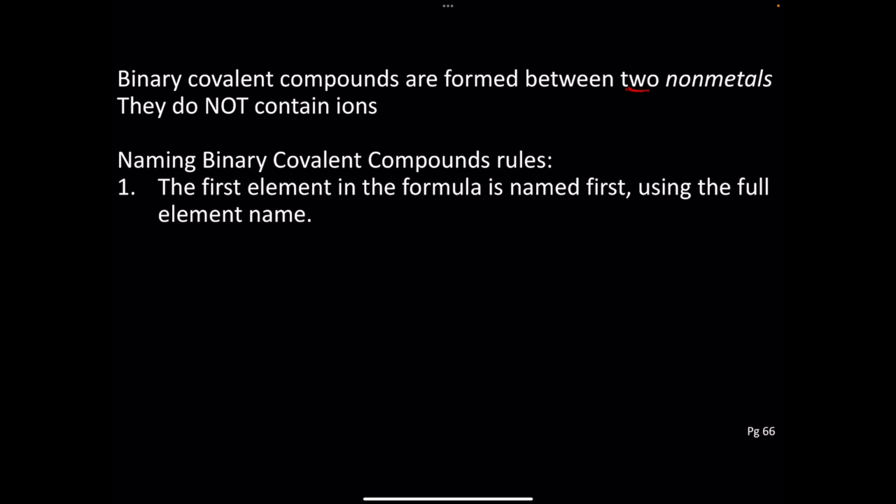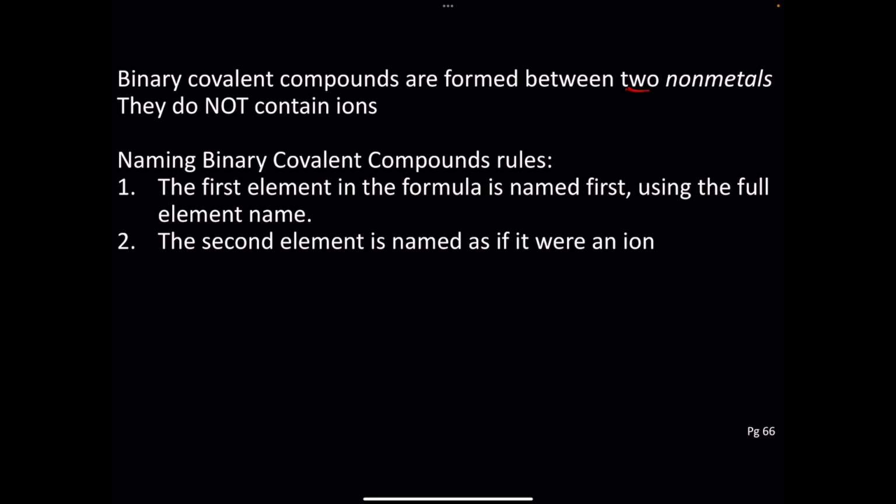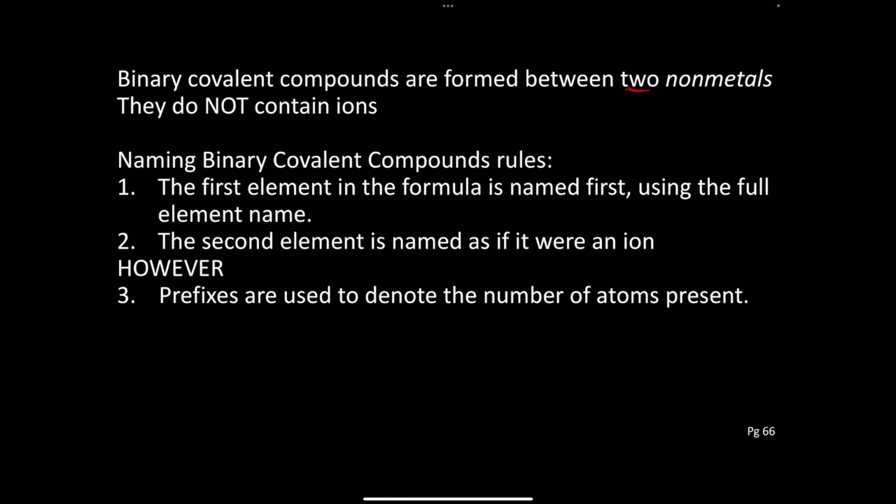You can go ahead and write these down as well. The first element in the formula is named first, using the entire element's name. So if it's CO2, C comes first, that's the one we're going to name first, and we use the whole name, like carbon. The second element is named as if it were an ion. So in that CO2 example, it would be an -ide ending, so we would say oxide. But prefixes will be used to denote the number of atoms present. That's in both the first element and the second element. So we will use prefixes when necessary.